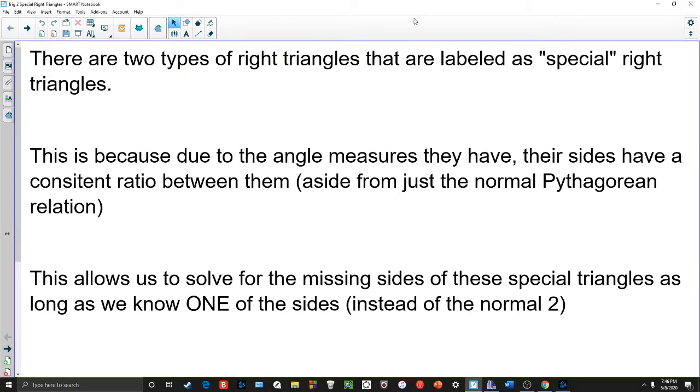So this video is going to be on the special types of right triangles. There are two types of right triangles that we consider special just because, unlike the other ones, they have a very unique sort of ratio between the sides other than just the Pythagorean theorem.